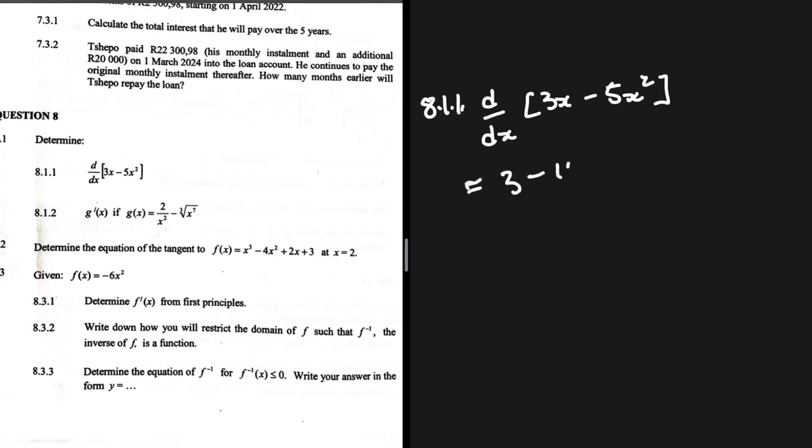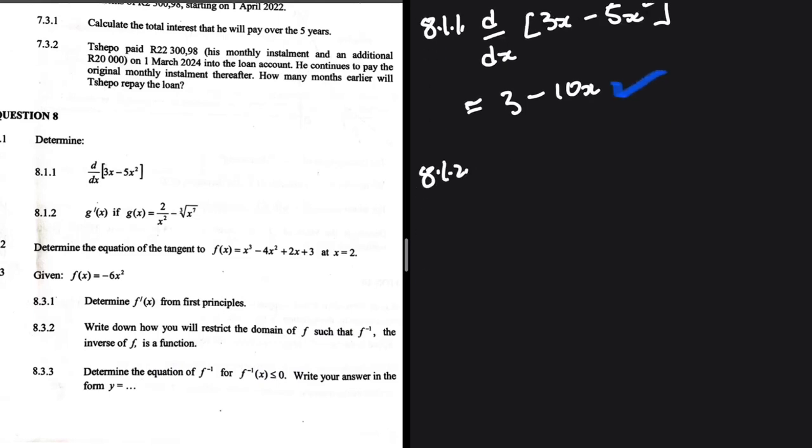Okay, let's take a look at 8.1.1. We have d over dx of 3x minus 5x squared. We can simply use the power rule here to determine that we're going to get 3 minus 10x. No complications there, we're just using the power rule. And then taking a look at 8.1.2, we're supposed to find g prime of x when g of x equals 2 over x squared minus the square root of x to the 7.